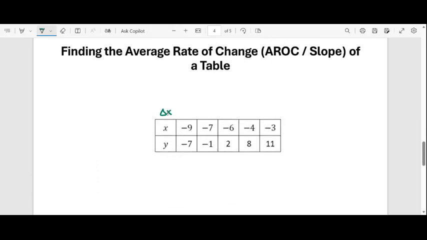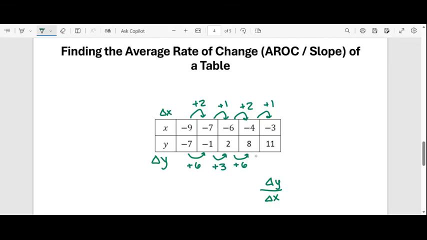We're going to see our delta y and our delta x. So exactly how we've been doing it. And remember, y goes on top. So my x values went up by 2, up by 1, up by 2, and up by 1. These are going up by 6, up by 3, up by 6, and up by 3. So again, we have 6 over 2, 3 over 1. We've seen this one before. 6 over 2 is the same thing as 3 over 1, which is just 3.